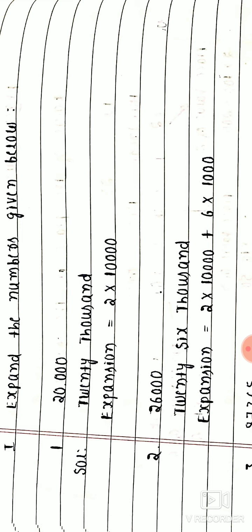Then 6 is in the 1000 place. Therefore 6 into 1000, that is 6,000. Then plus 2 is in the place of 10,000, that is 2 into 10,000, that is 20,000, plus 6 into 1000, that is 6,000. If you add both, 20,000 plus 6,000 is equal to 26,000. In this way, you have to expand the given number in the form of place value.